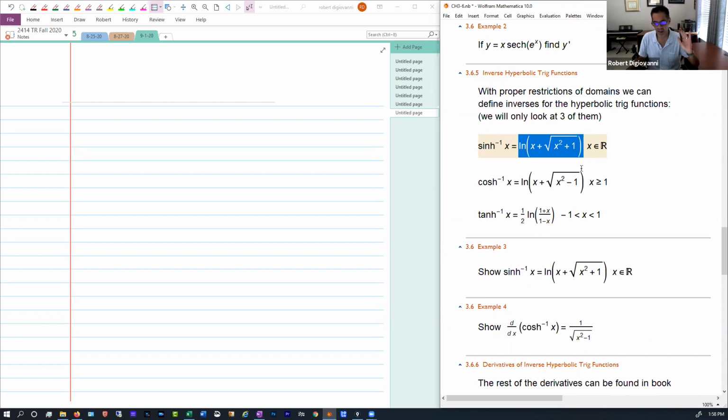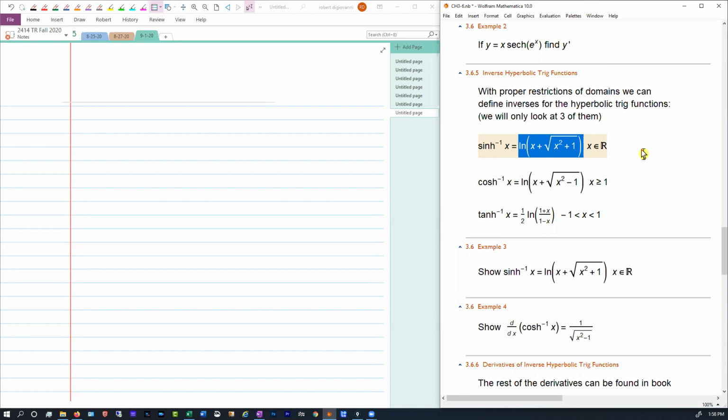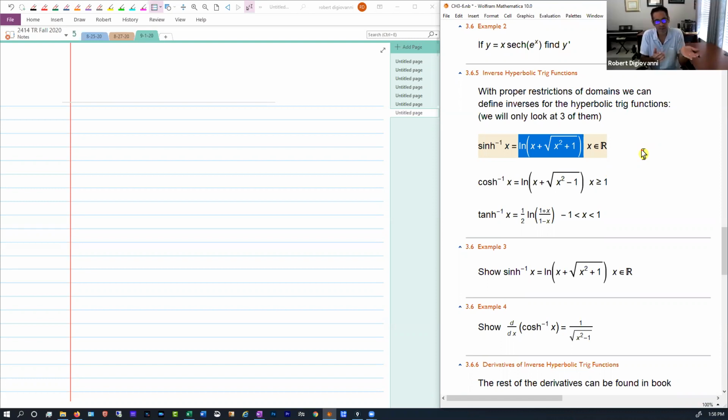Nice, it's not that nice, but again, it's something I could plug a number into. If I plug a number into that, I could compute that and I can get an answer. So nice formula. Does it surprise you that there's a natural log in there? No, right? Because the inverse of e to the x is natural log of x.